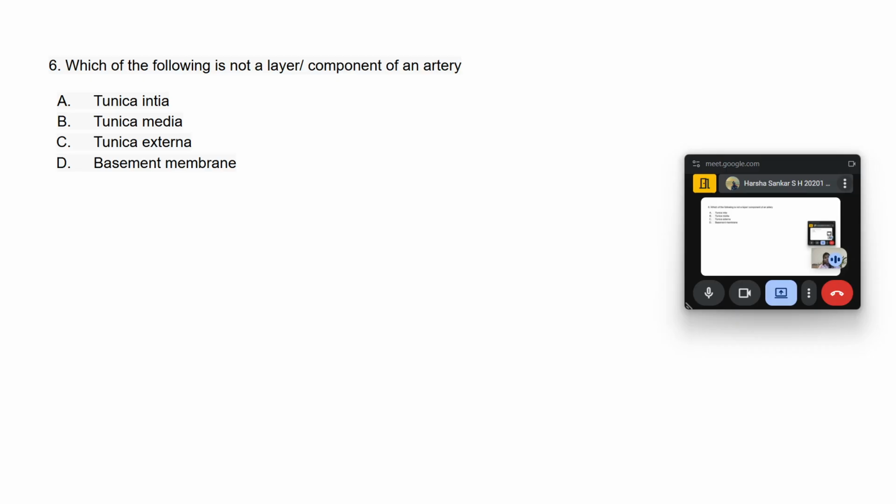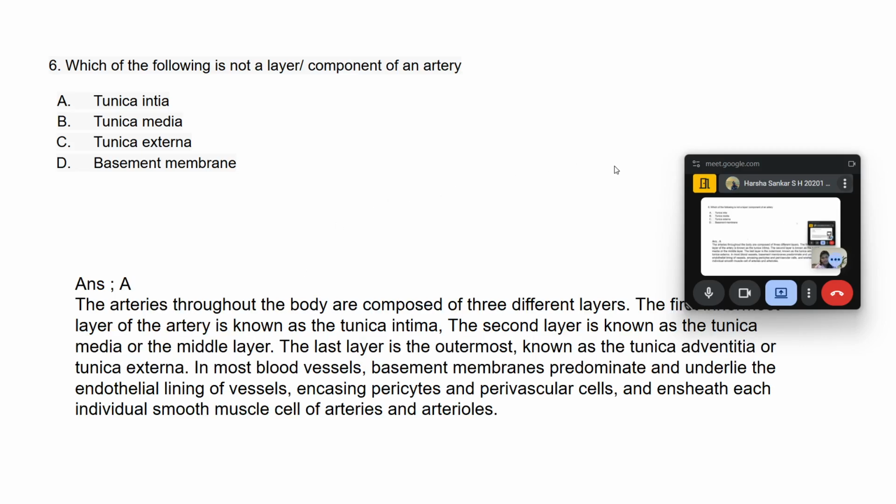So which of the following is not a component of artery? A is not a part of artery. We will think this is tunica interna, but look at the spelling. It is written initia, which is not a part, right? Interna spelling is different. So option A, tunica initia, is not a part. The remaining are parts of arteries. So remember what the three layers are: tunica externa, tunica media, and tunica interna. It's not initia. So correct answer is option A.